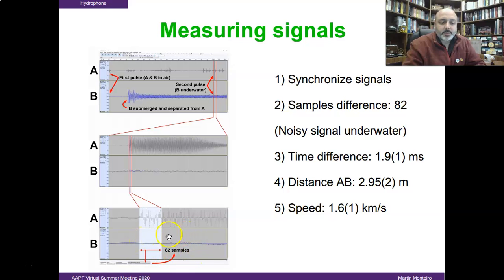Here in this real measure, we have 82 samples. And as we know the sampling frequency, that is 44.1 kilohertz, we obtain the time difference in milliseconds, 1.9. Then we obtain the speed of sound in water, that is 1.6 kilometers per second.